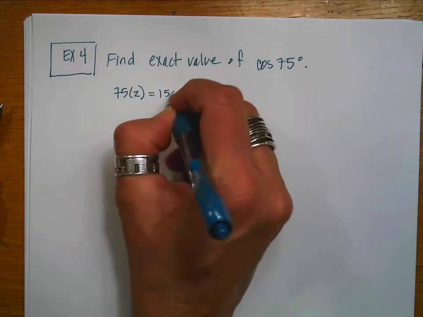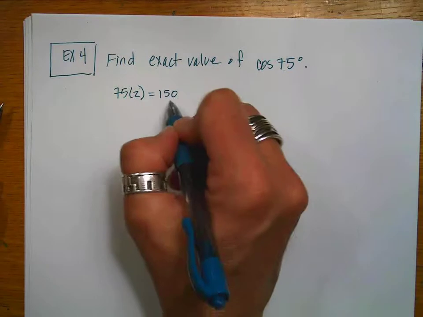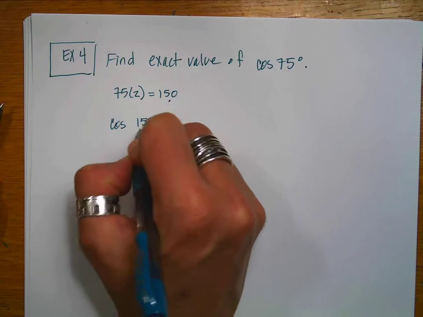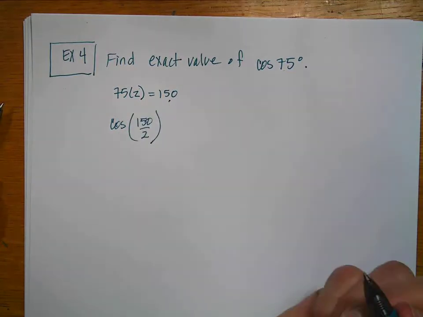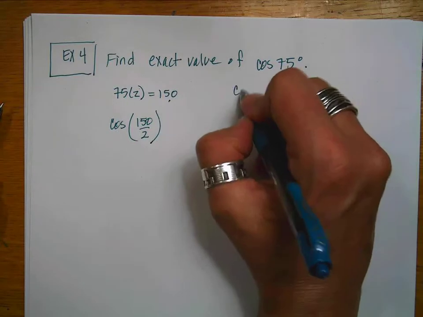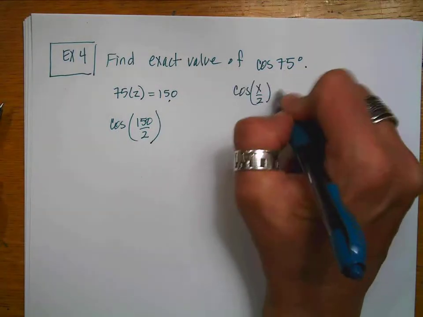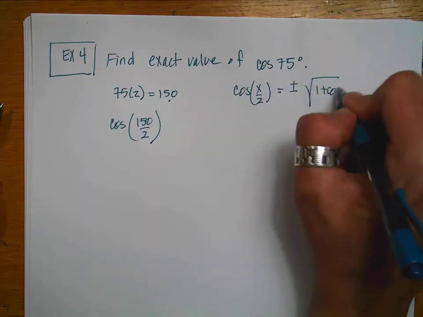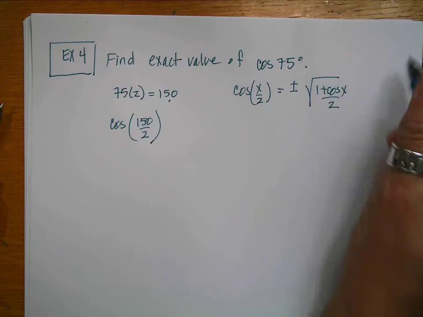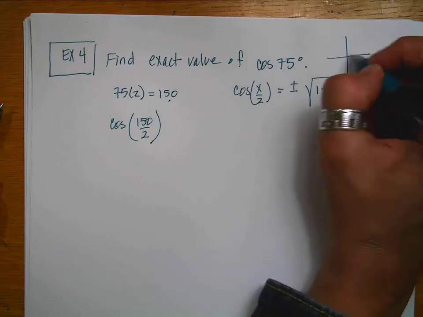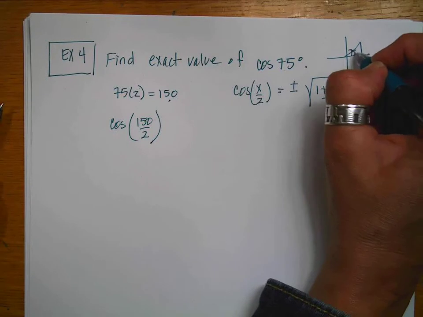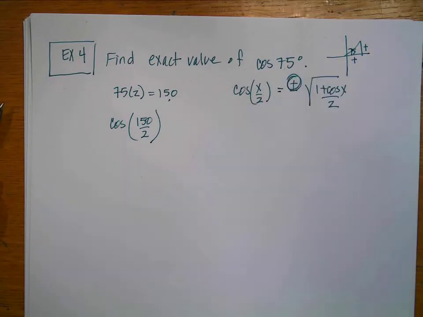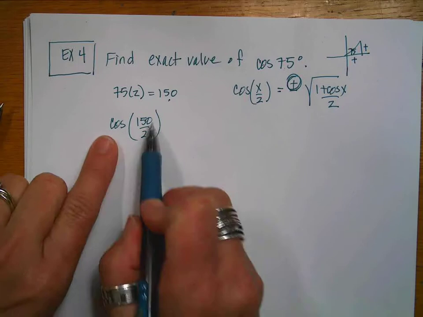So 75 times 2 is 150, and this is a special angle, so I'm going to write this as the cosine of 150 over 2. And so that would be a half angle formula. I'm going to write the original formula: cosine of x over 2 is going to equal plus or minus the square root of (1 plus the cosine of x) over 2. So we're going to look at the cosine of 75. The original angle, 75 degrees, is here. Cosine and sine are both positive, so I'm going to use only the positive root.